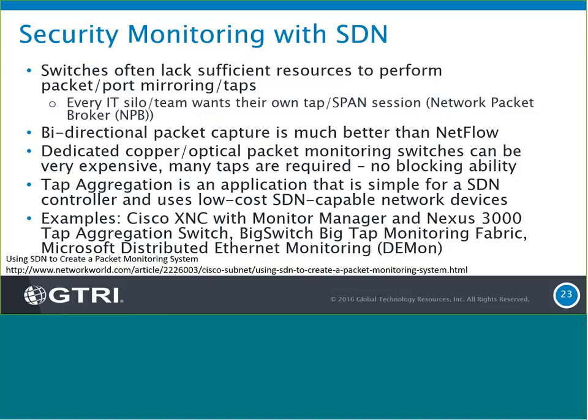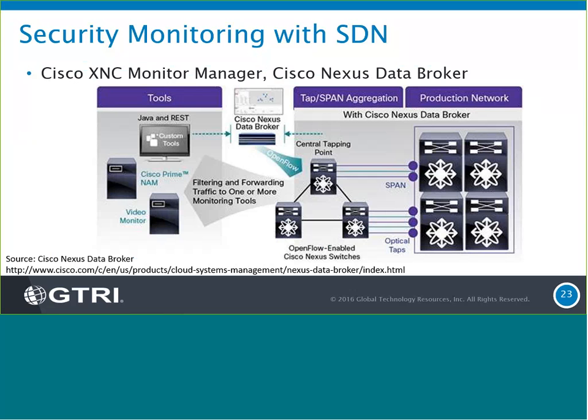An example of this would be the Cisco Extensible Network Controller Monitor Manager app that uses the Cisco Nexus 3000 switches that are fairly economical to create a tap aggregation system. Big Switch Big Tap Network and others operate like this. So we have a control network, and we can then take any port in the data center and tap it and span it and send it to an out-of-band network. So we could very easily build a packet broker monitoring system this way.